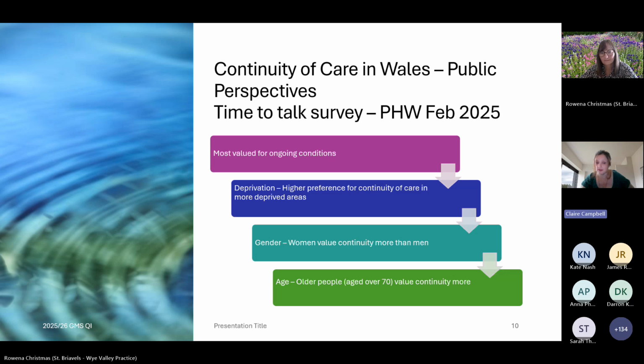Older patients place highest importance on continuity in all contexts. Younger patients, those aged 16 to 29, are least likely to prioritise continuity, especially in emergencies, which reflects the greater complexity and frequency of care needs across an older population. So in summary, continuity is especially valued in deprived areas by older people and by females.